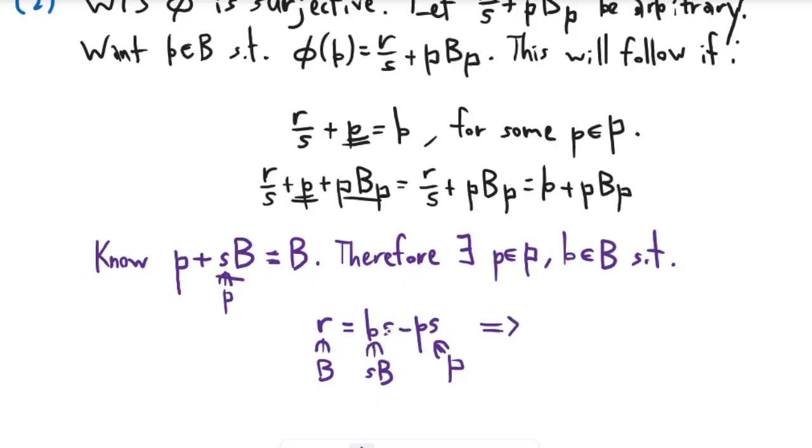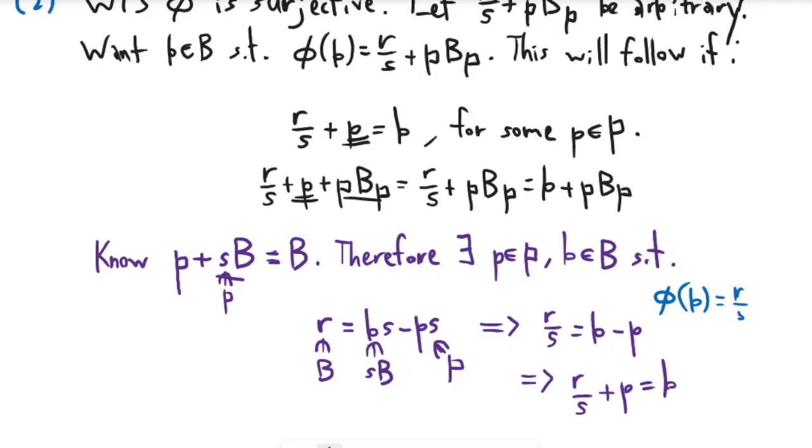Okay, but then if you divide by S, so now we're thinking of these as fractions, if you divide by S, you get R over S is equal to b minus p, and then that gives you that R over S plus p is equal to b, right? And so we found an element b and an element p so that this is true. And so that means that the thing that we wanted to have happen is true, which is that phi of b is equal to R over S plus pBp.